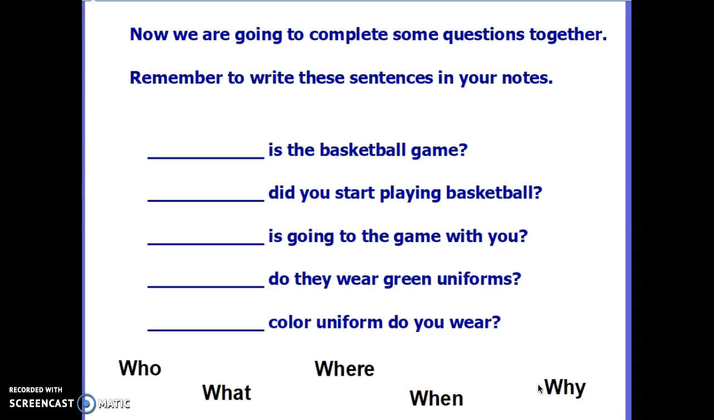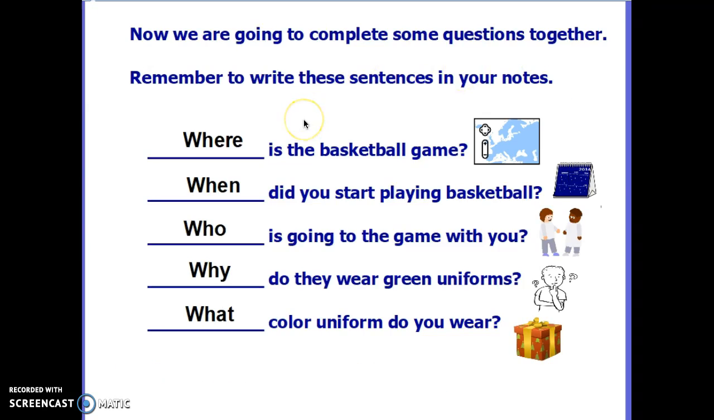Did you pause and write the answers down correctly? All right, let's check and see what you did. You should have gotten, where is the basketball game? We're asking about location. When did you start playing basketball? Who is going to the game with you? Why do they wear green uniforms? And what color uniform do you wear?